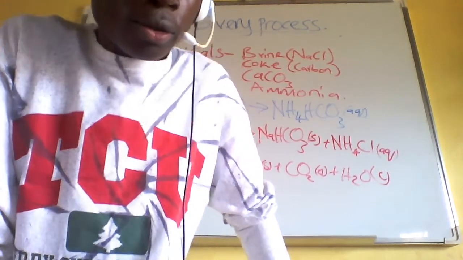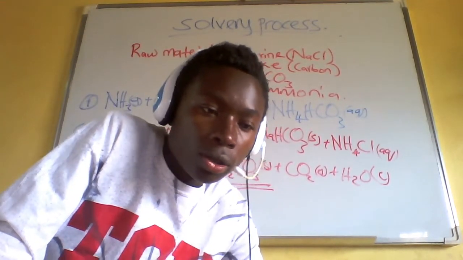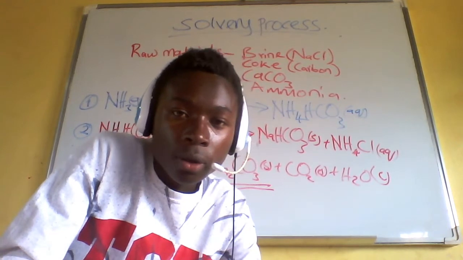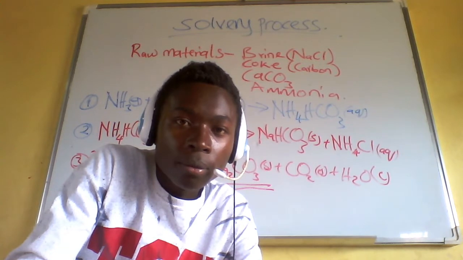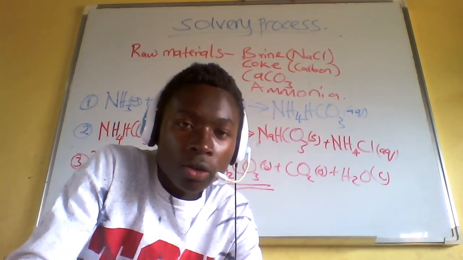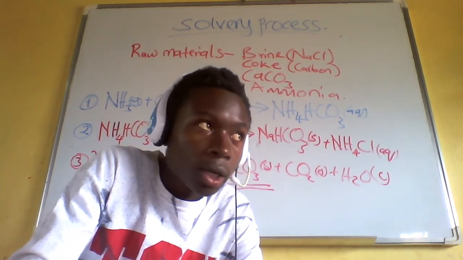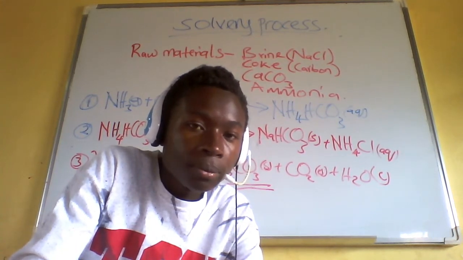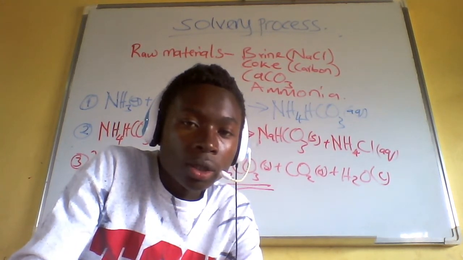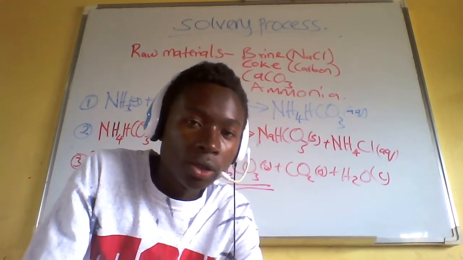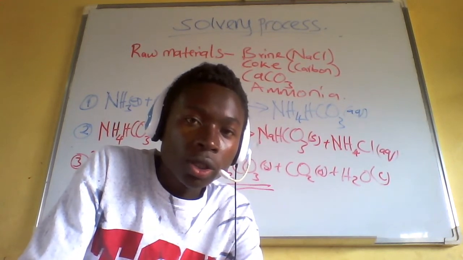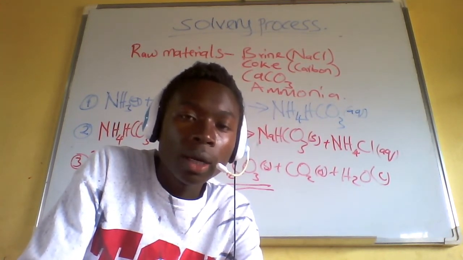In the previous lesson, we checked on the uses of sodium carbonate or soda ash, which is extracted from the Solvay process. Now in this lesson, we're going to check how the Solvay process takes place. To take you back, the process is carried out in places where there is no trona. Trona is the mineral rock containing soda ash or sodium carbonate.